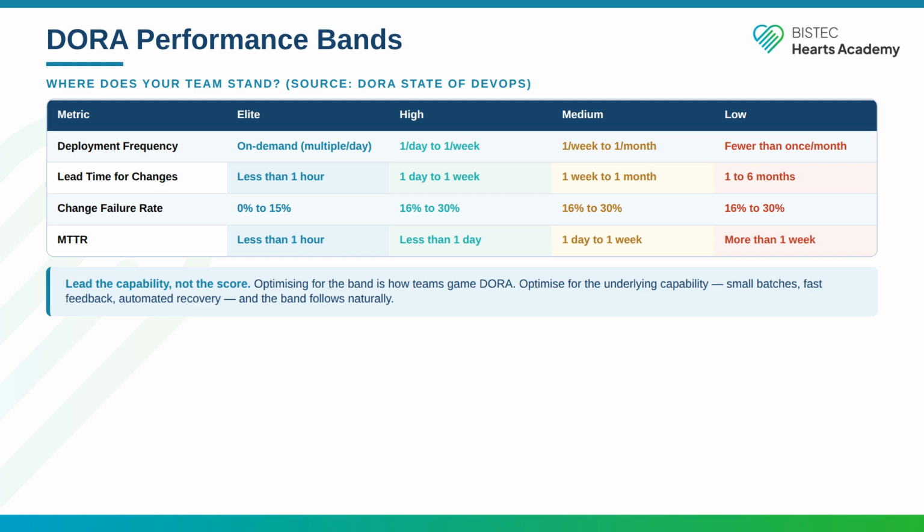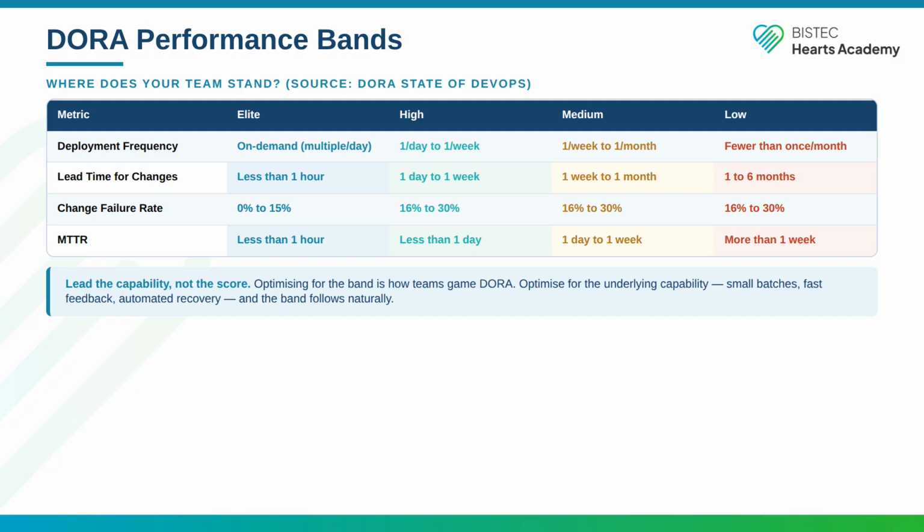Most teams sit in the medium band. Medium performers deploy somewhere between weekly and monthly. Lead time runs from a week to a month. The gap from medium to elite is not a technology gap. DORA research consistently shows it is primarily a process and culture gap.